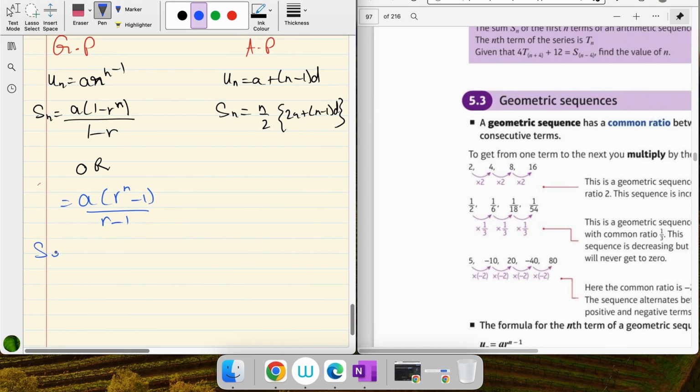And we have one more formula, the last one for this, that is sum up to infinity, which is a over 1 minus r, with a condition that r should be in between 1 and minus 1.